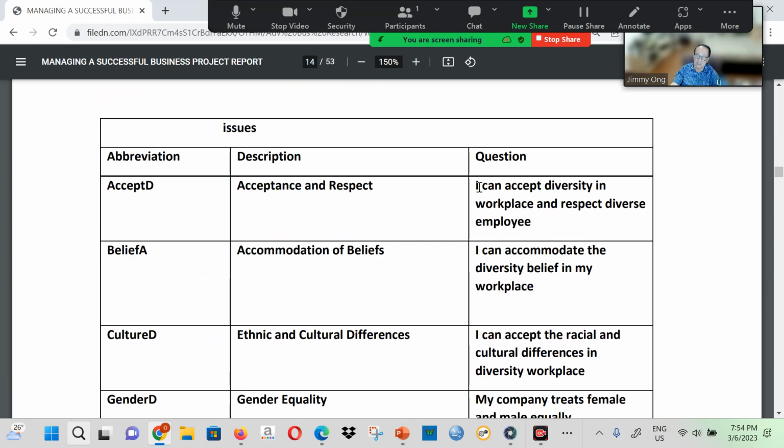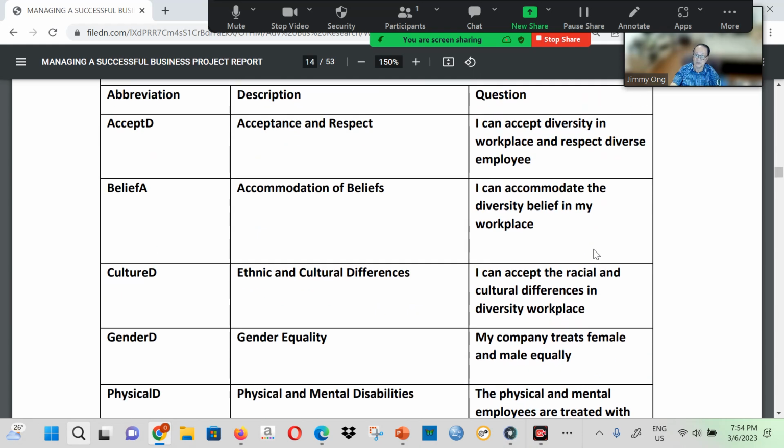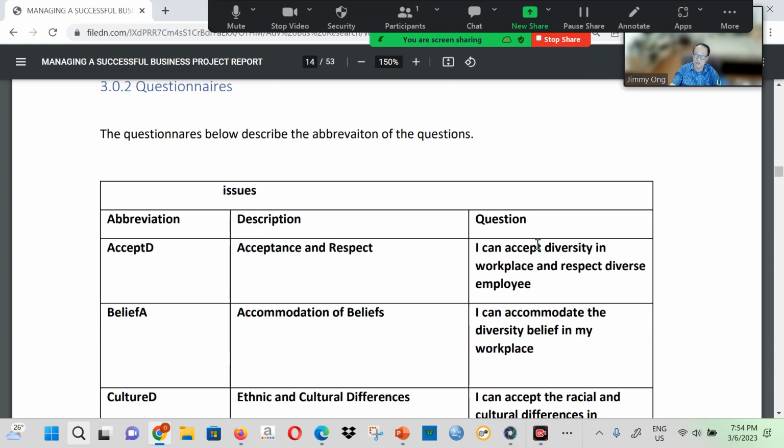How do you dig out a question to ask this, right? So this one you have to think about yourself. I can accept all this, right? I can accept diversity in the workplace. So that one is an accommodation of belief. I can accommodate the diversity belief in the workplace. So this question you have to figure out yourself.